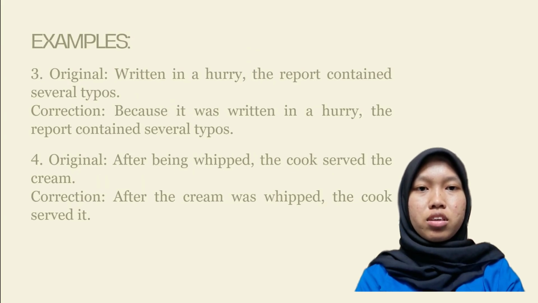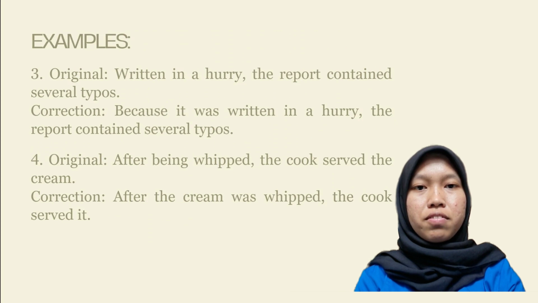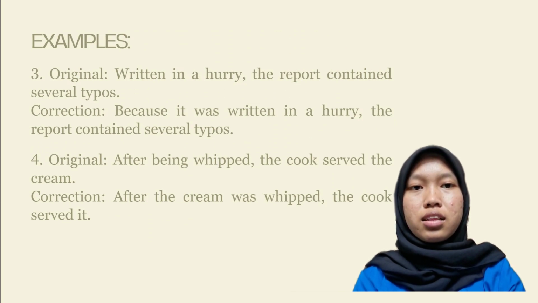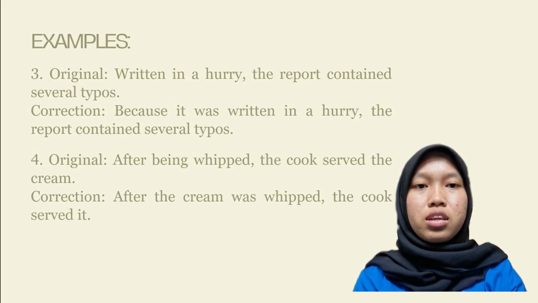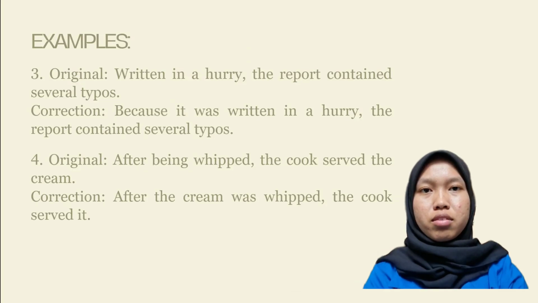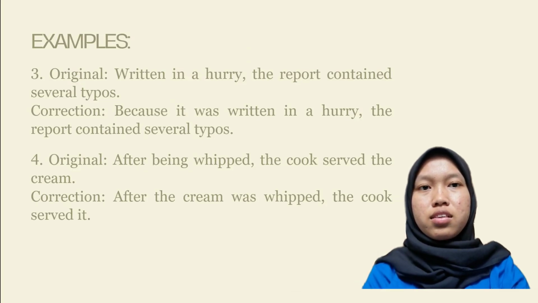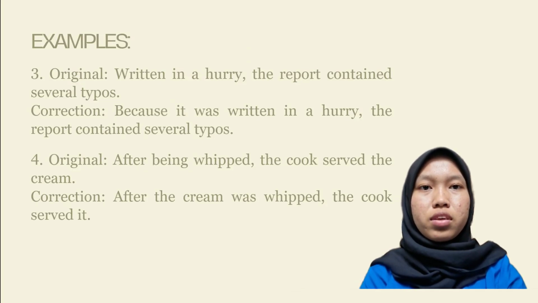From example 3, the original sentence implies the verb itself did the action of being written in a hurry in an active sentence, which is illogical. The revised version uses a subordinate clause to provide the reason for the typos, correcting the illogical connection. From example 4, the original sentence suggests the cook was whipped before serving the cream.